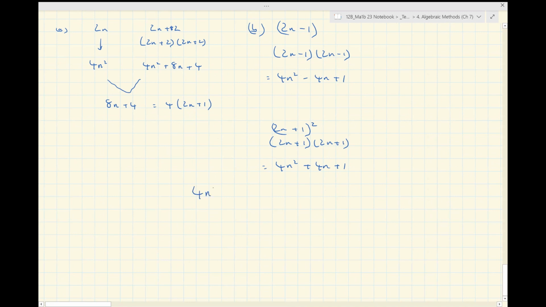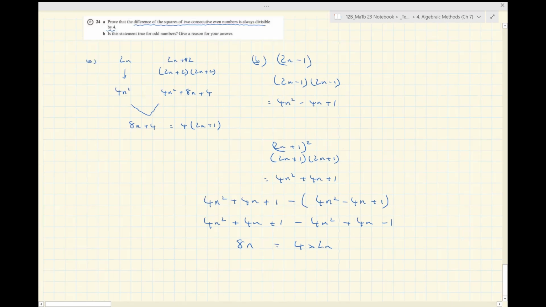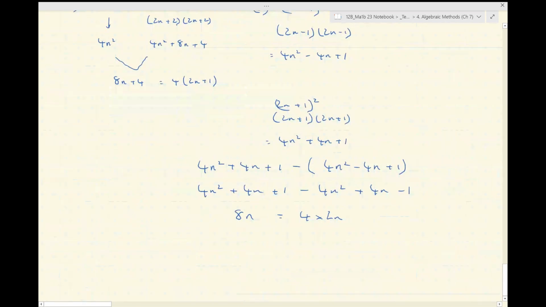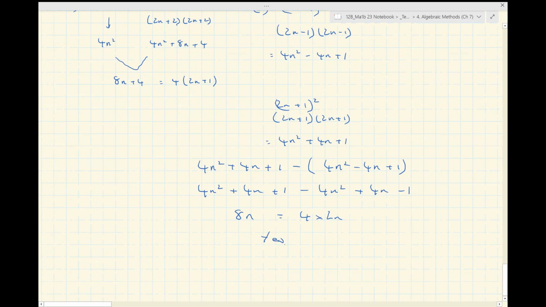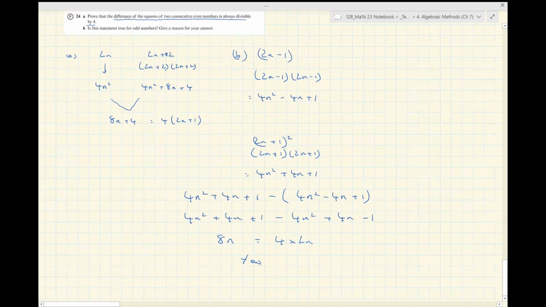We'll take the larger and we'll subtract the smaller. Okay, we'll be careful of our signs. Plus 4n minus 1 gives me 8n, which of course is a multiple of 4. It's because it can be written as 4 multiplied by something. So yes, it is. Okay, that is question 24.